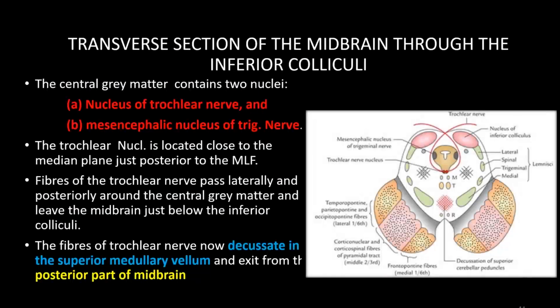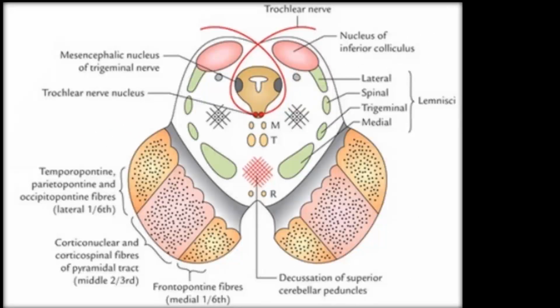We will start our study from the lower level, which is at the level of the inferior colliculus. Let's look at our image. In this image of the transverse section of the midbrain at the lower level, we are seeing this level at the level of the inferior colliculus, and here is the inferior colliculus that is giving us the landmark.